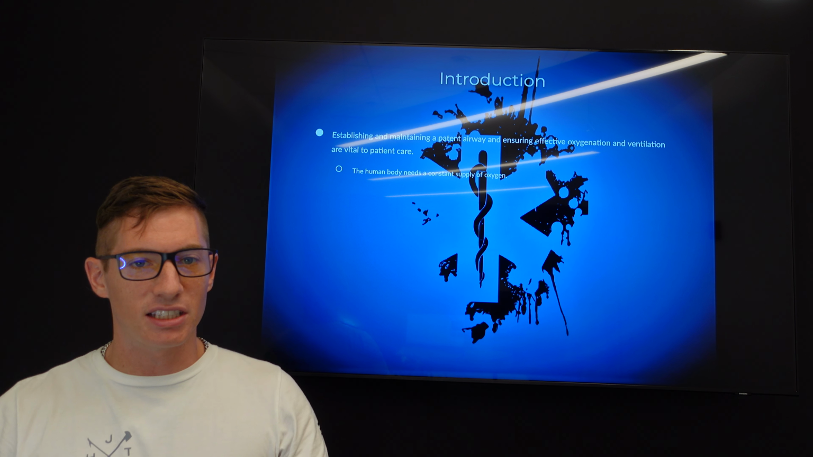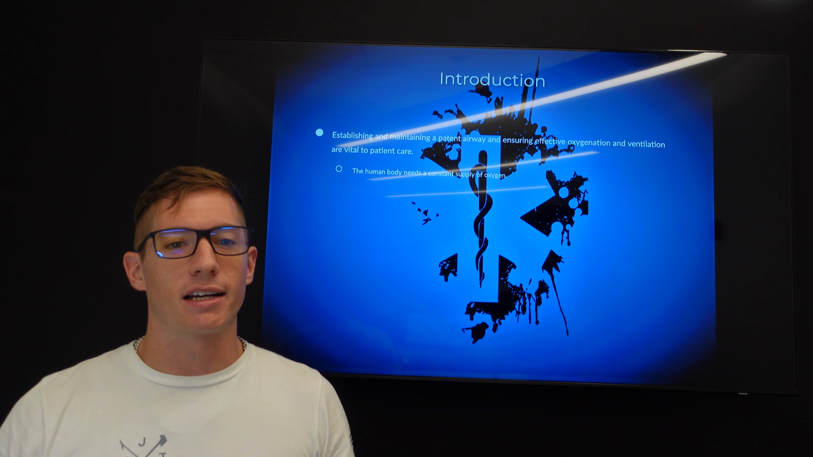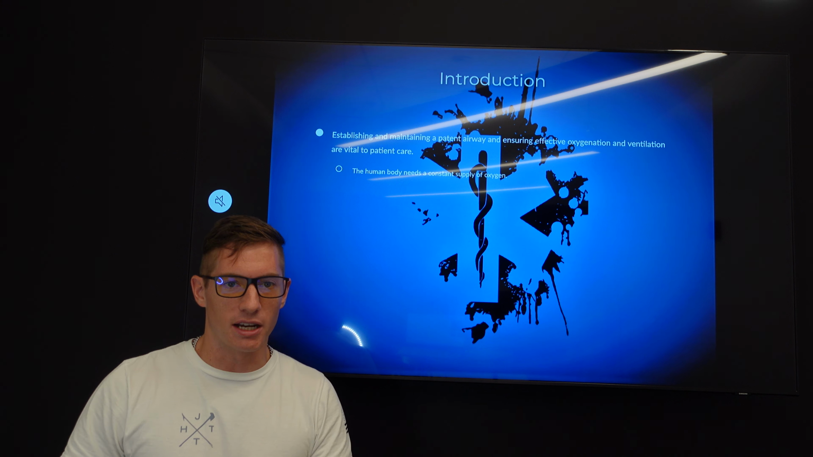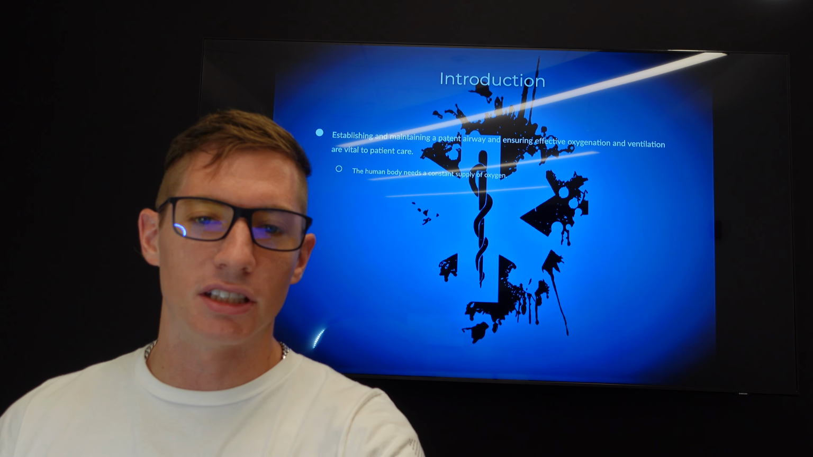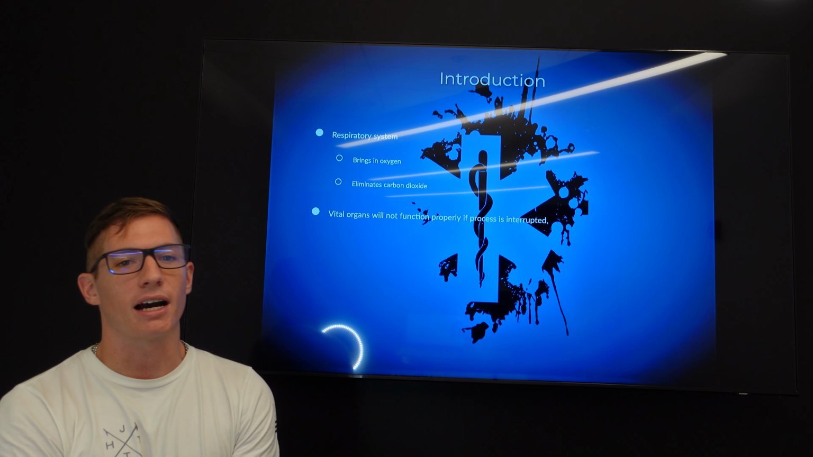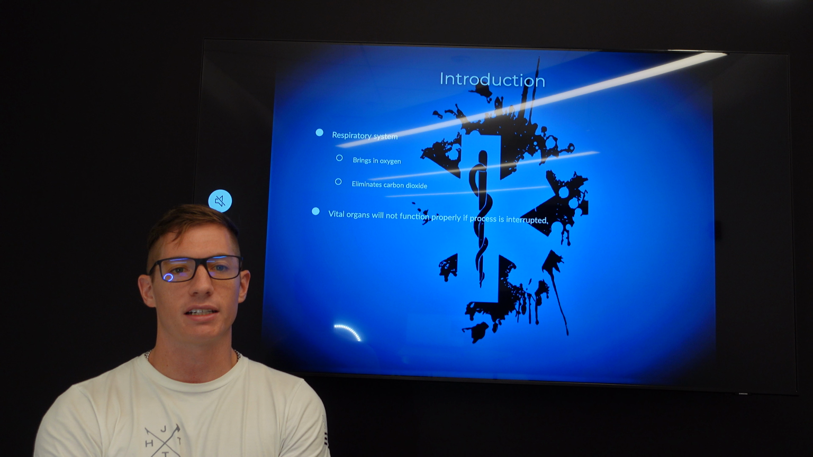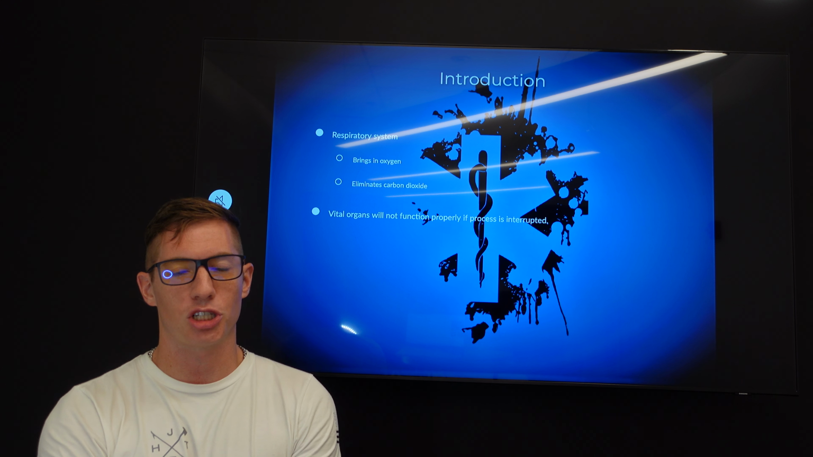The body needs a consistent supply of oxygen. I always go to stories in my head, but we're going to stay on track. Begin with the airway. Airway ventilation compromise will rapidly lead to acute deterioration and death. Respiratory system, this brings in oxygen. It eliminates carbon dioxide, the primary waste product of oxygen metabolism.